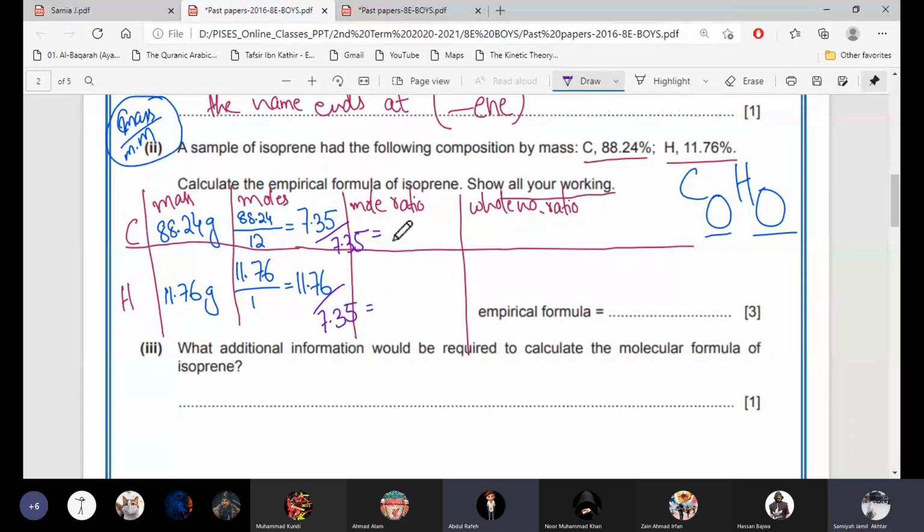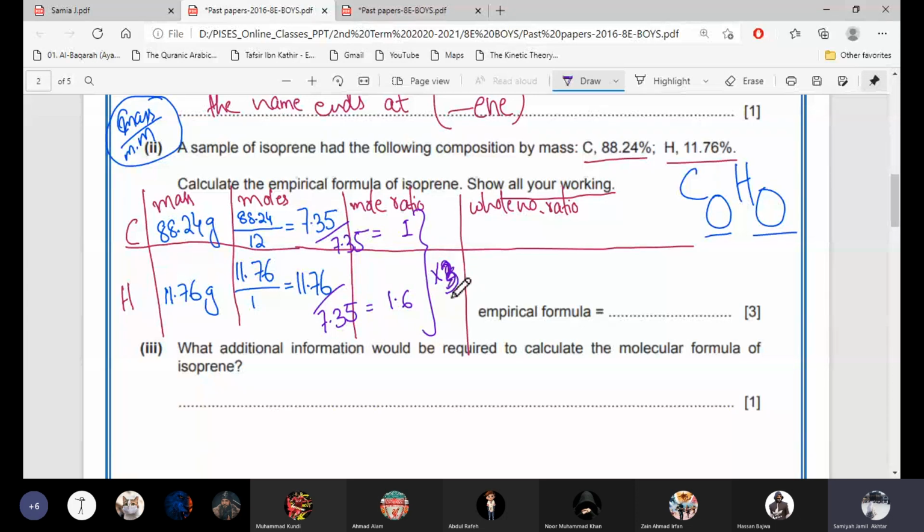What's the answer for carbon? 1, and 1.6 for hydrogen. So we have to find the whole number ratio. Carbon is a whole number, but hydrogen is not. So we will multiply by 2. Are we getting a whole number when we multiply by 2? No, ma'am, it's 3.2. So let's try with 3. No, ma'am, we are not getting a whole number with 3 as well.